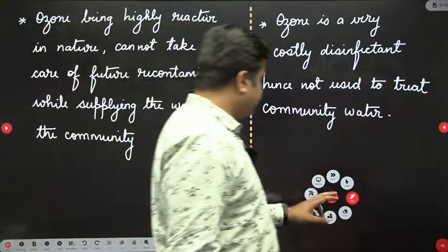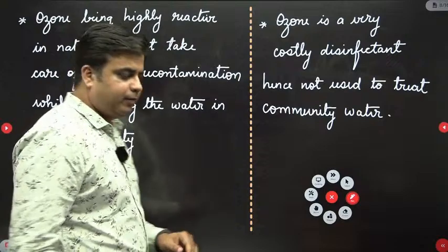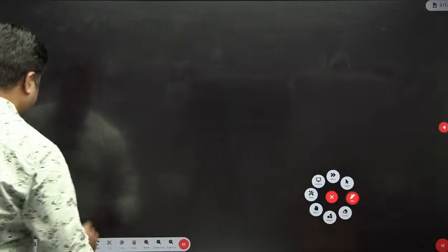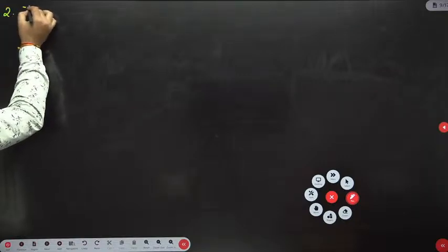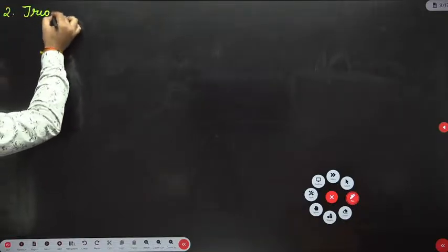Okay, so this is the first minor method of treatment, right? The second minor method of treatment is treatment with KMnO4.